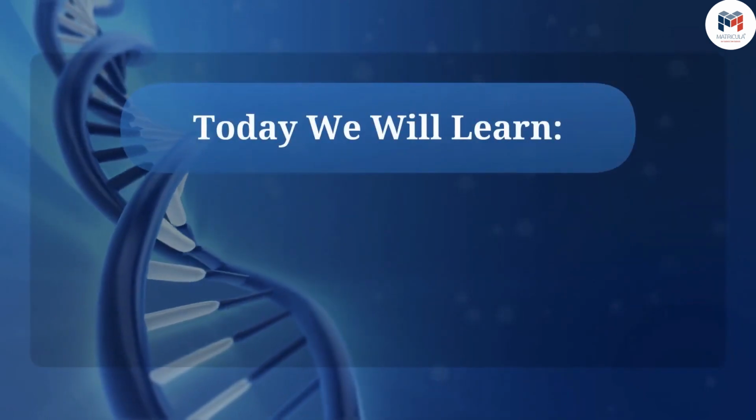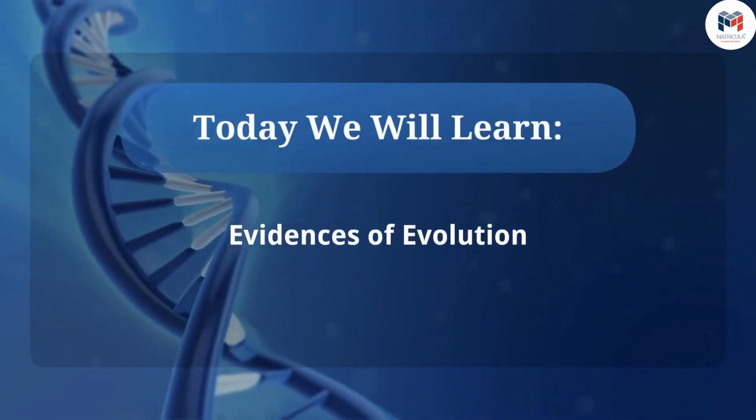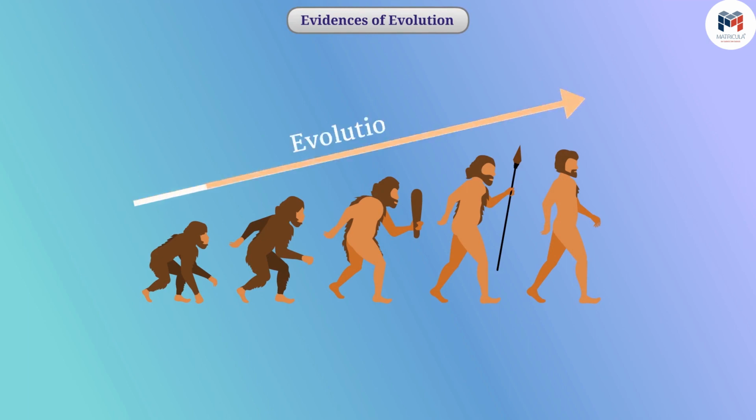Today we will learn about evidences of evolution. There are various species around us, and they are evolving at a slow rate. Evolution is the result of the accumulation of variations over many generations. Several proofs can be given about evidence of evolution. Let's understand them.